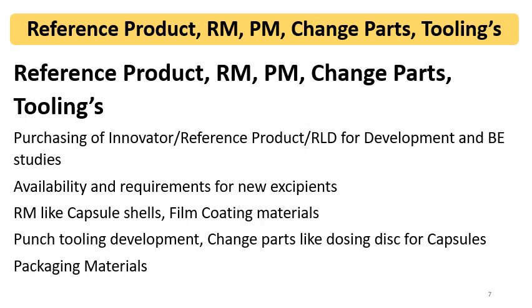Then raw materials like capsule shells for the capsule formulation and film coating compositions for the tablet formulations. Then tooling requirement. Tooling requirement and tooling development is done based on the reference formulation, and change parts like dosing discs for capsules are done based on the powder characteristics of the generic formulation. Then in the same way, the packaging materials can be developed and packaging material can be finalized.